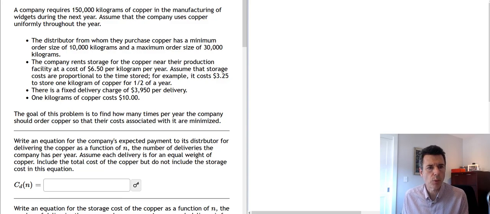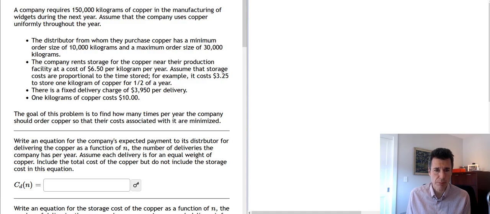In this problem, we are going to minimize the total cost to this company of purchasing their copper. So this is a classic minimization problem. We have costs associated with delivery, and then we have costs associated with the storage. We add these together, and we're trying to minimize them.